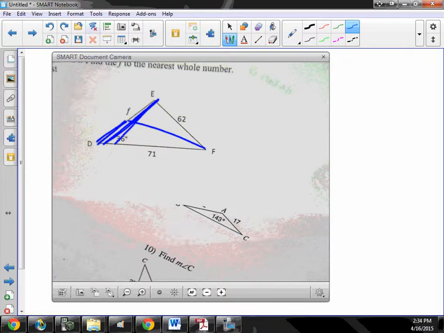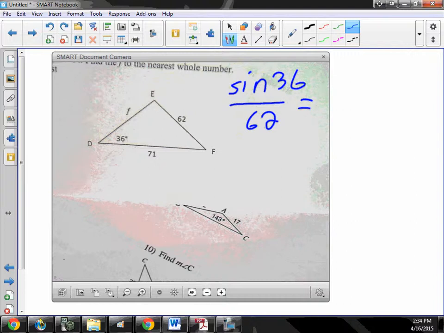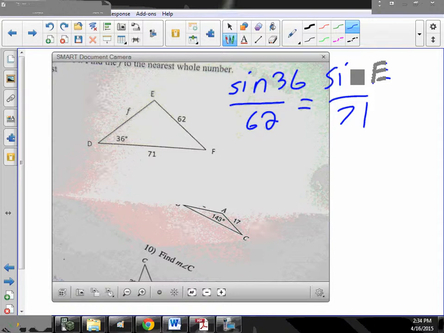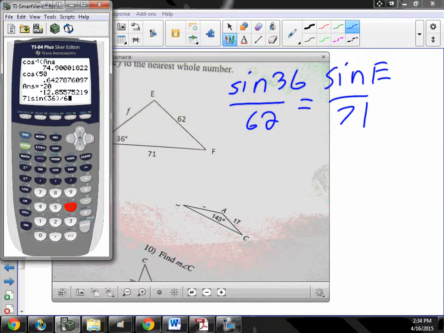Well, okay, let's do this. We did this the other day a whole bunch of times. Sine of 36 over 62 is equal to sine of E over 71. So 71 sine 36 over 62. Does this triangle exist? Yes. So I automatically know it exists twice, because the existing one can't happen, because 62 is too short. So we now know there are 2 answers.